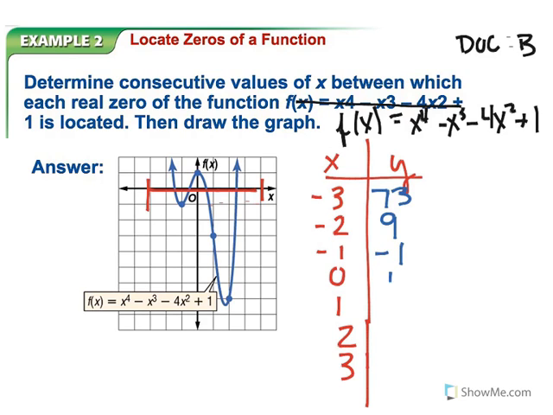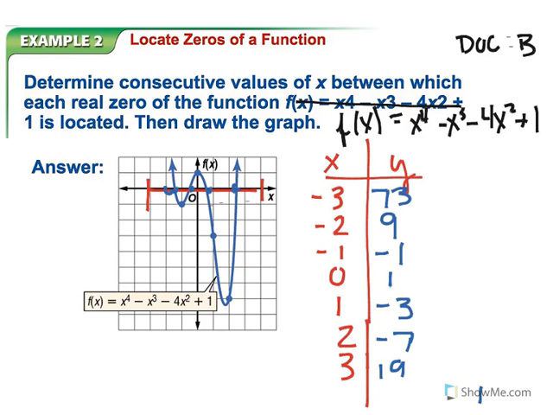-1, 1, -3, -7, and looks like 19. As you can tell from the graph, we have 1, 2, 3, 4 real roots.